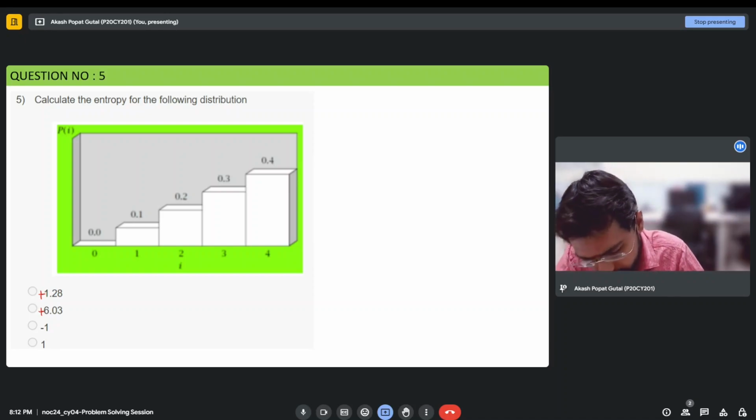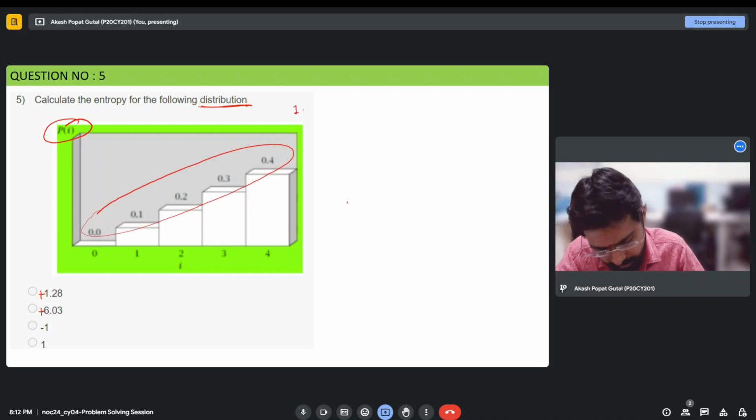So in this question, the distribution is given, which is the probability distribution, and the i is 0, 1, 2, 3, 4. If you sum up this entire distribution, you will get 1. And we have the equation for entropy, which is called Shannon entropy. S is equal to minus pi, individual probability, into ln pi, summation over all.